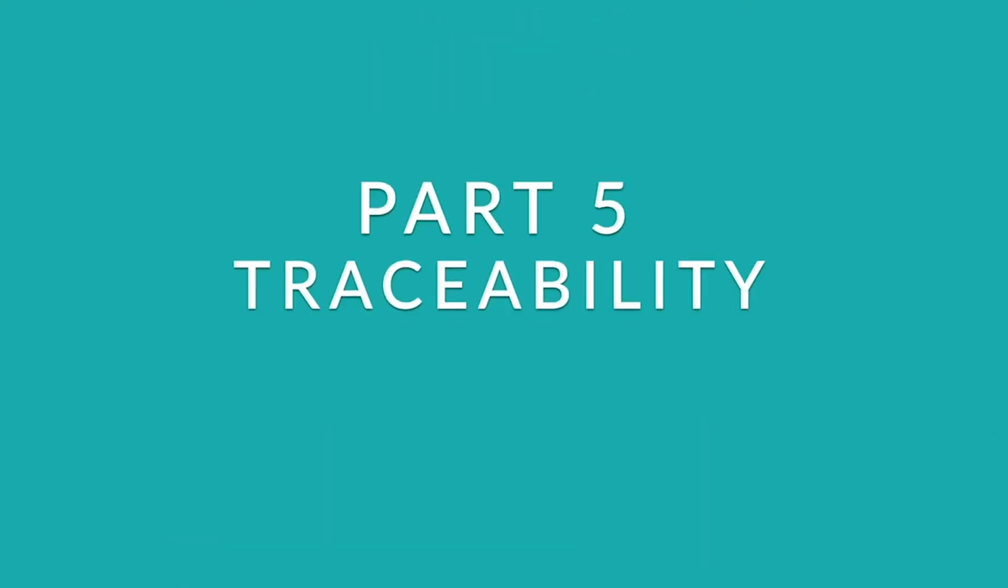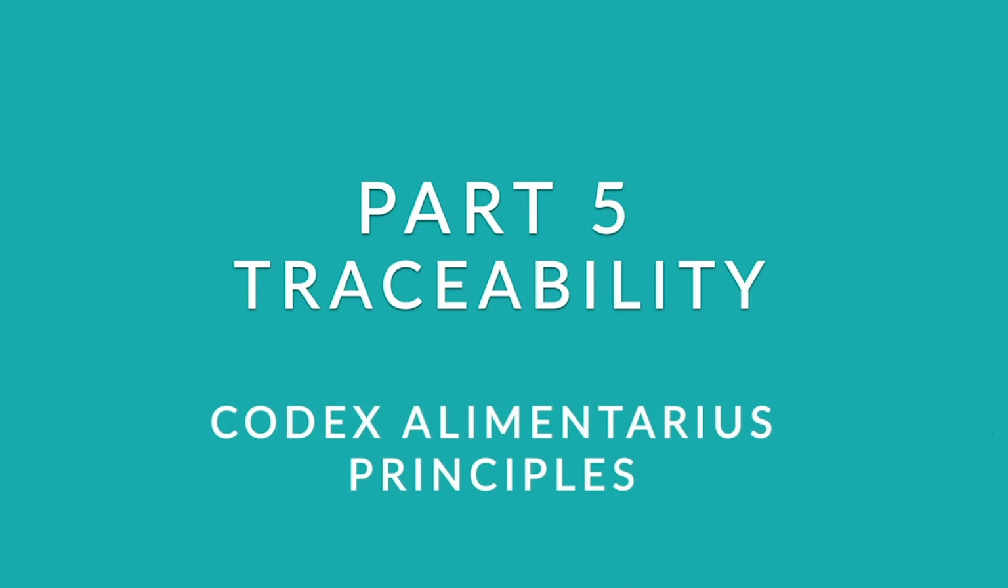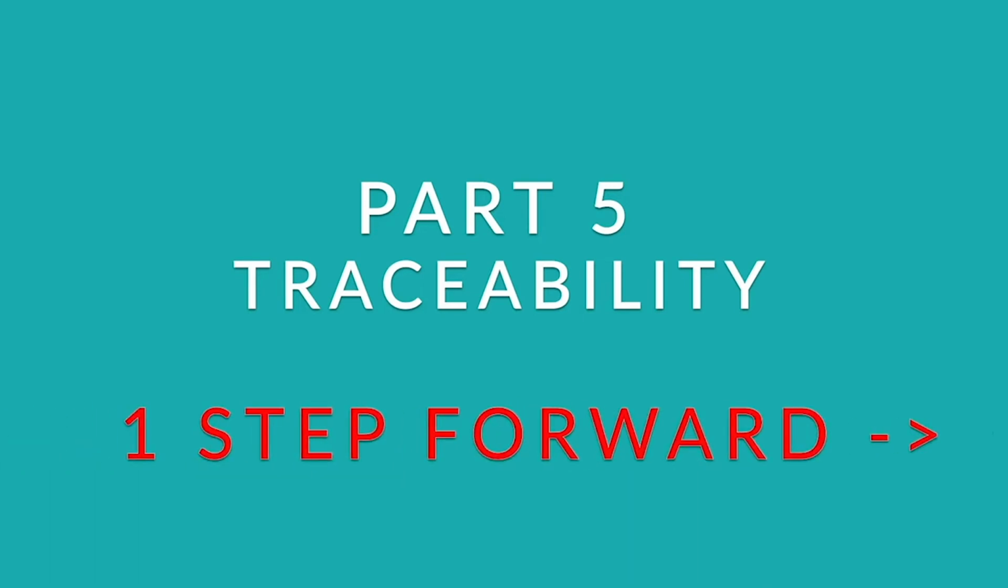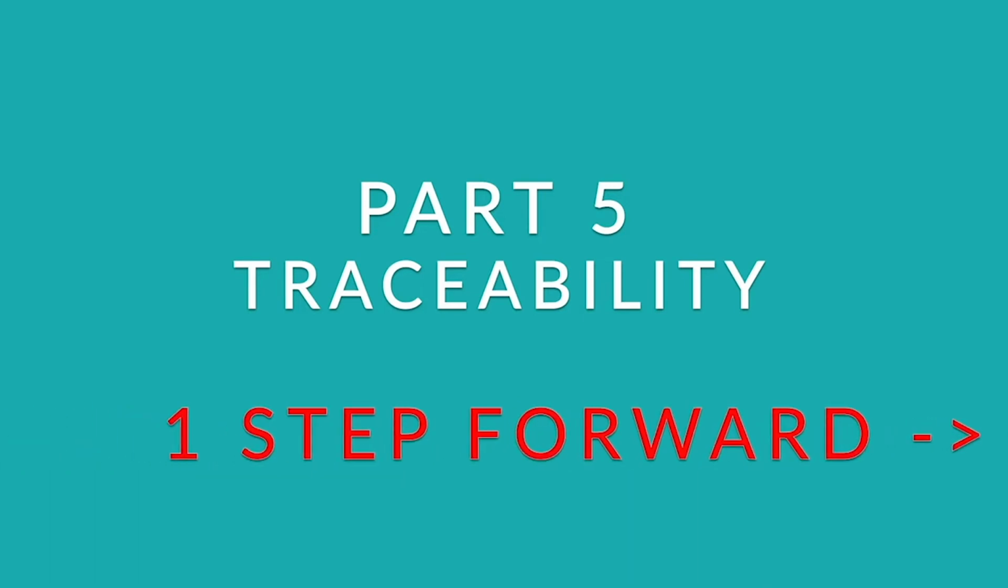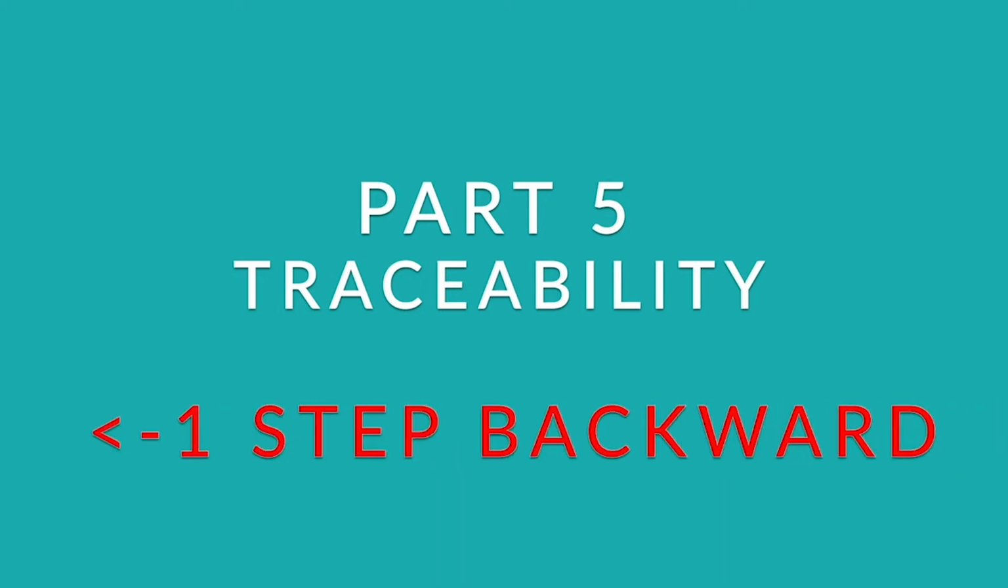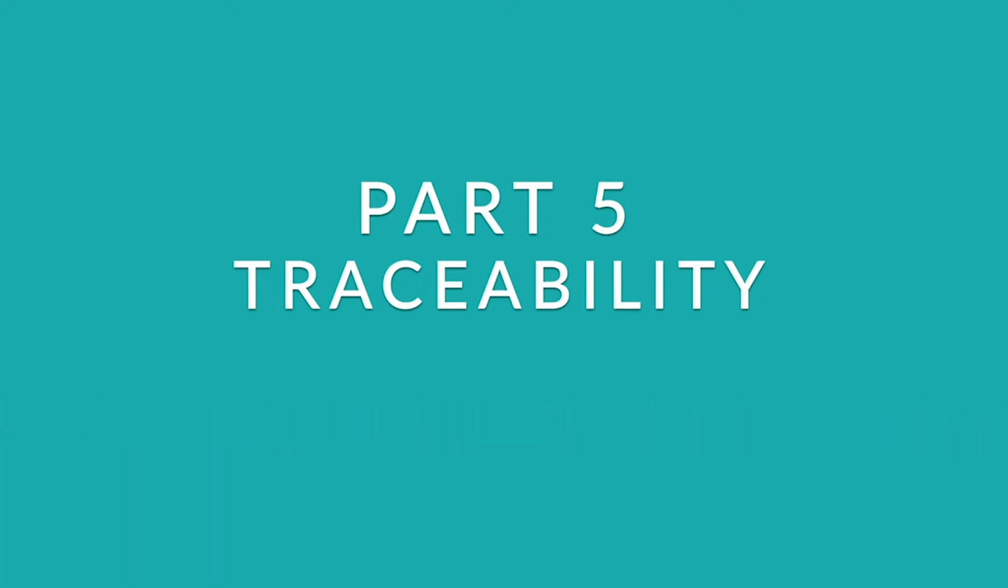Part 5 is all about traceability. The SFCR will require businesses to trace their food based on Codex Alimentarius principles, which is to trace food one step forward to the person to whom the food was provided and one step backward to the immediate supplier.